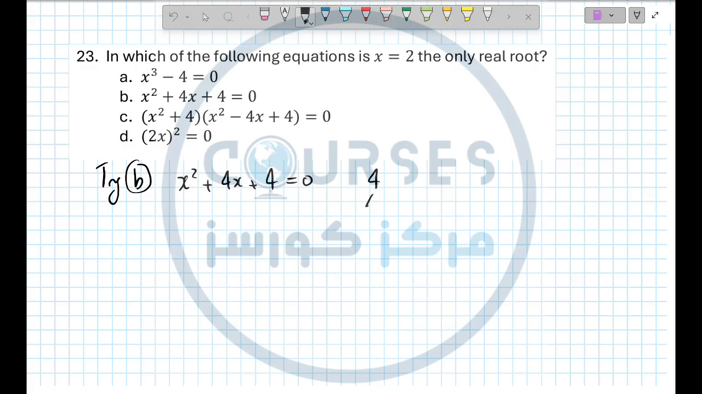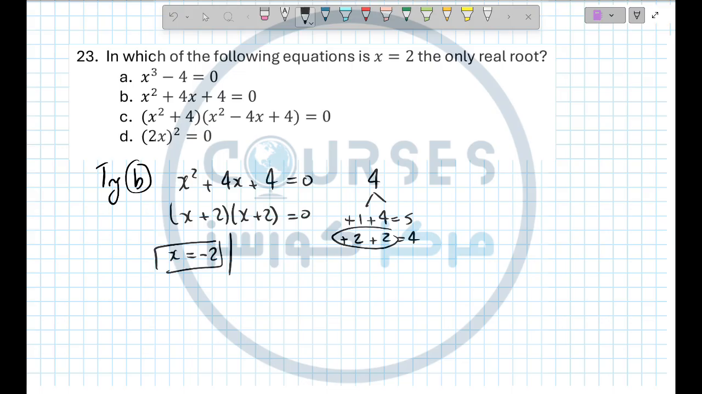Factor the 4, so that's 1 times 4 and 2 times 2. Positive, of course, that's the easiest case, which is positive. 5 and 4, these are the answers. So x plus 2 times x plus 2. When you split, x will be equal to negative 2 because you take the opposite sign. Of course they want x equal to 2, but this one is rejected. Let's move this one from here to here.